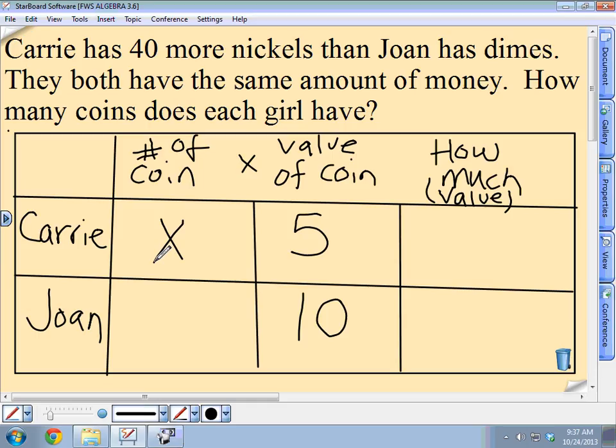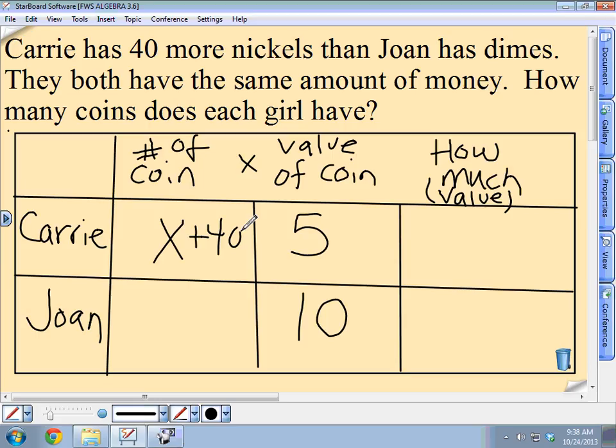You've got to look at the problem and ask what number she has more than. 40, right? Okay. Can Carrie be x plus 40? Yes, that makes a little more sense, because this would have to be 40 minus x. So the addition is going to be easier, right?